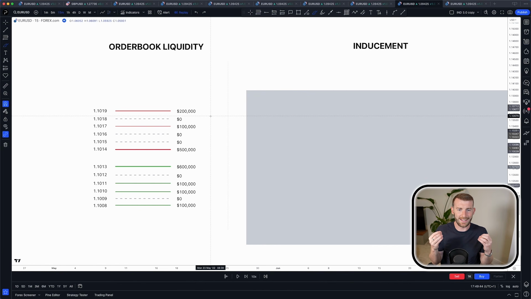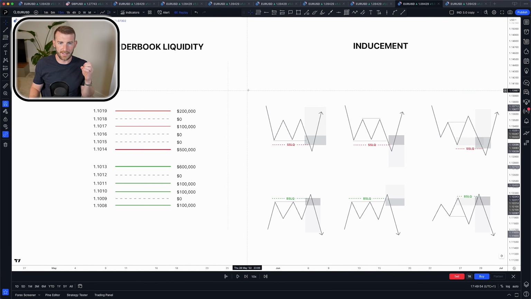So this whole idea is we want to find those areas in the market where there's going to be opposing liquidity, where we think that those big players are going to be trading in the opposite direction. And that is where the idea of inducement comes in, okay? And inducement is essentially encouraging market participants to generate liquidity in a certain area, okay?